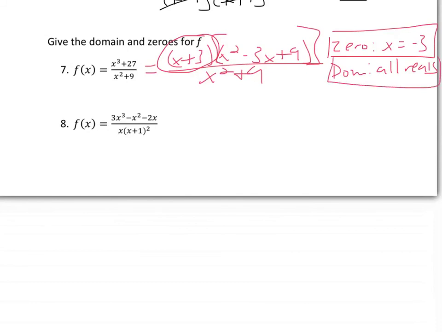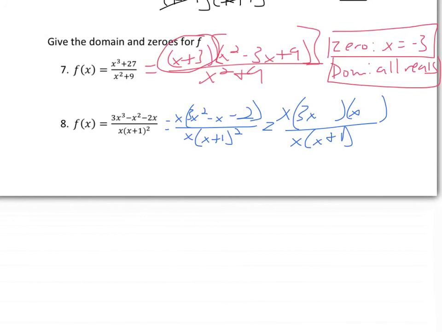Now number 8 here, we got to factor the top, factor the bottom, and find our zeros and our domain. So the top here is going to factor out. We're going to pull an x out. We're going to be left with x times 3x squared minus x minus 2. And on bottom, we can't factor anything, so we just leave it the way it is. On top we can continue to factor. Let's see, I think we can do it. We've got x, we've got a 3x and an x. So we should have plus 2, minus 1. Yeah, plus 2 minus 1 works well for us.